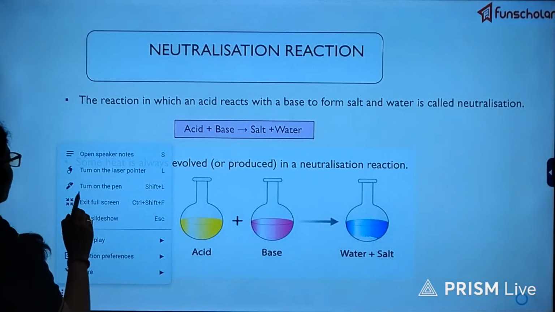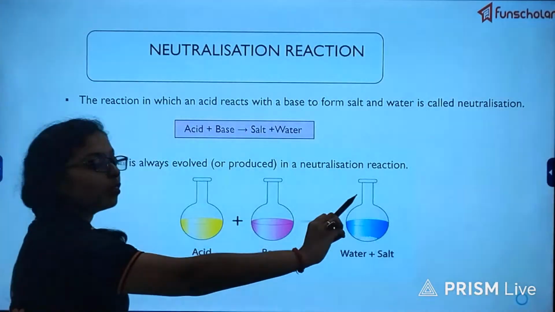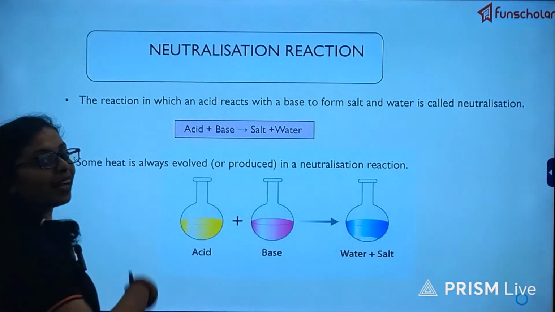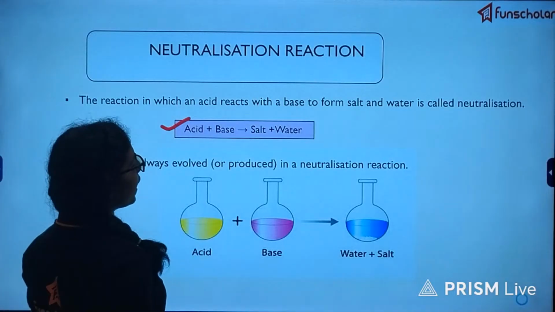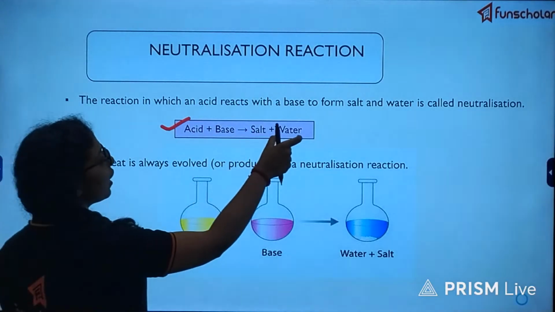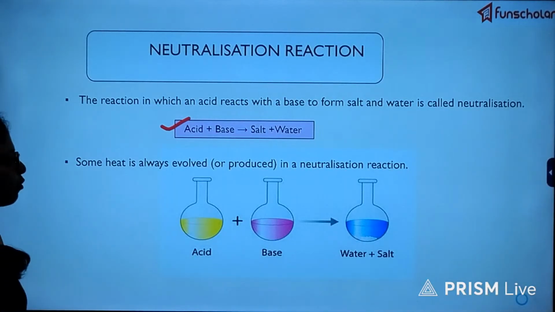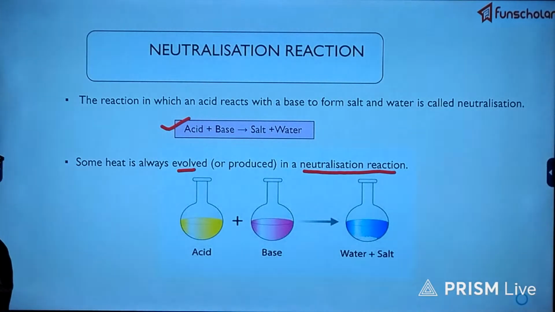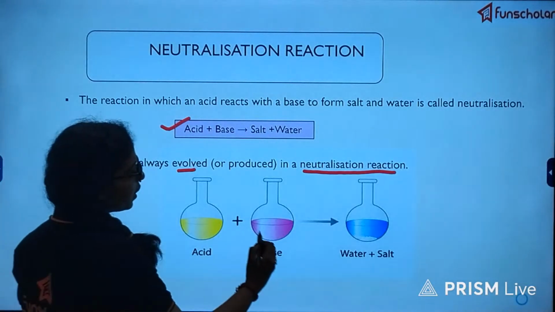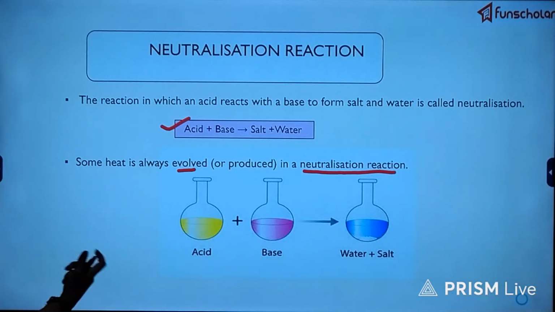So you don't even have to remember it in any other way. Whatever is happening, that you will be writing, and that is the exact definition of the neutralization reaction. The acid and base are mixing and the salt and water are being created. Some heat is always evolved or produced in a neutralization reaction, so mostly these are exothermic. So acid plus base is equal to salt and water. This is the basic thing that we will be finding in each type of neutralization reaction.